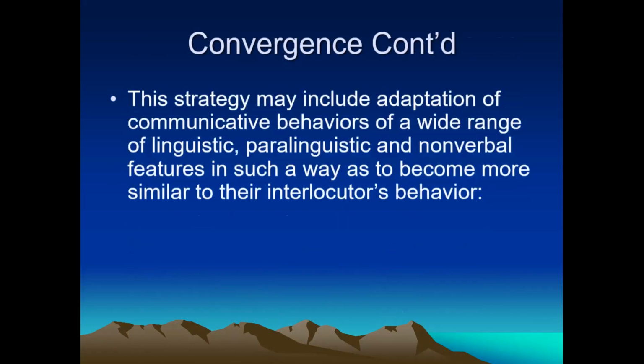Continuing with convergence. This strategy may include adaptation of communicative behaviors of a wide range of linguistic, paralinguistic, and non-verbal features in such a way as to become more similar to their interlocutor's behavior. So this includes non-verbal communication, gestures, facial expressions, right? Because you're converging based on the individual's overall linguistic behavior, all right?